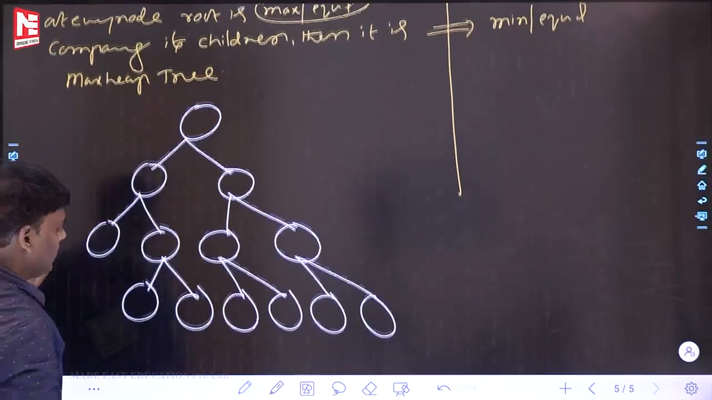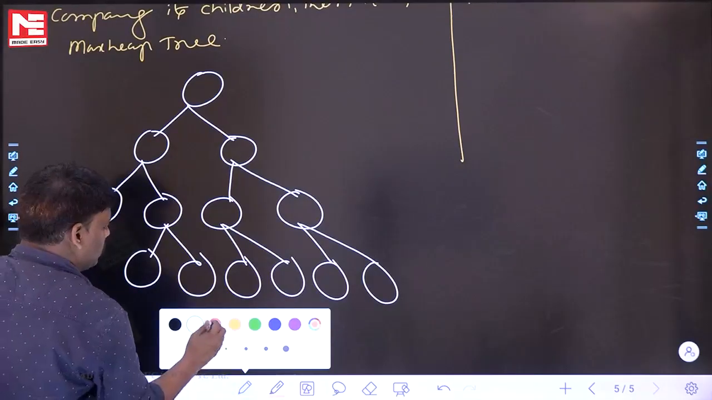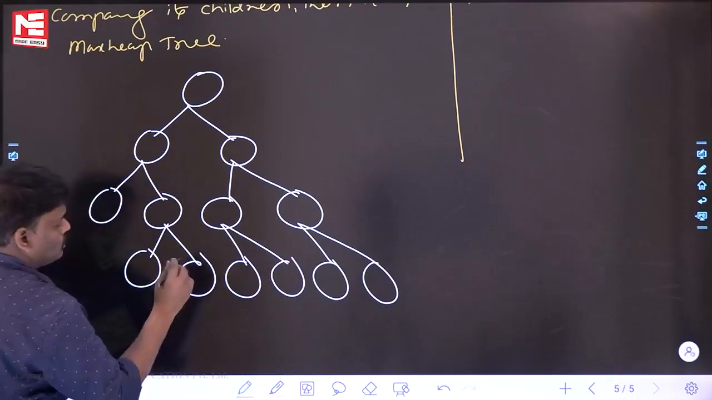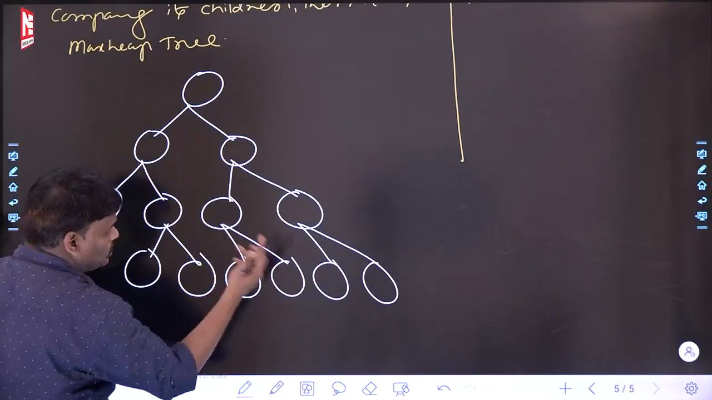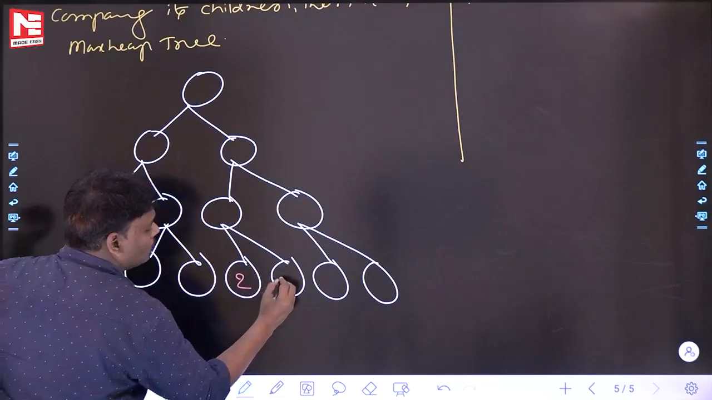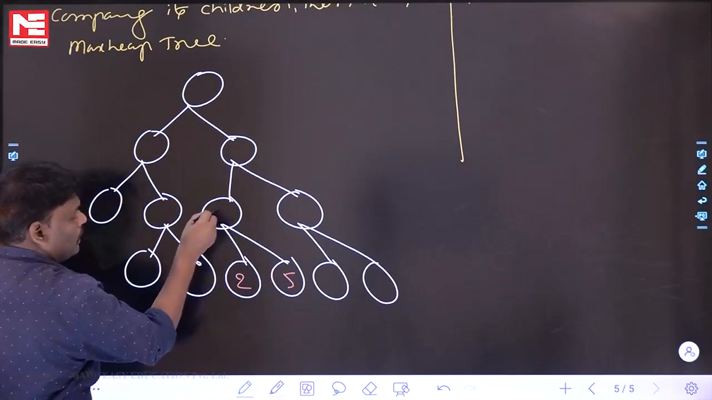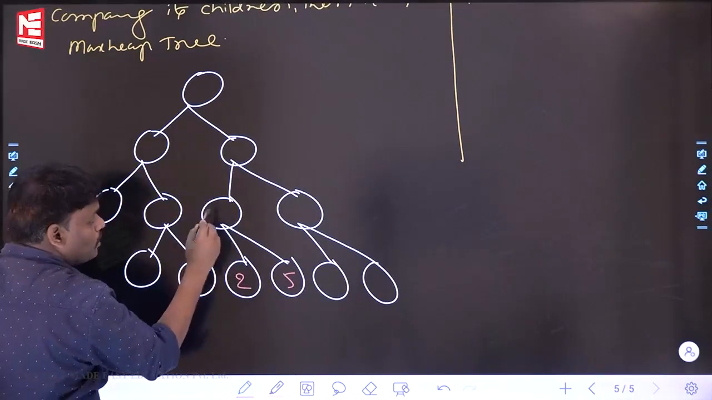Please be careful, I am starting. See this, root is maximum or equal. Everyone see now, at every node, root is maximum or equal comparing its children. See the answer. It is the 2, it is the 5, what is this? At every node, root is maximum or equal comparing its children.